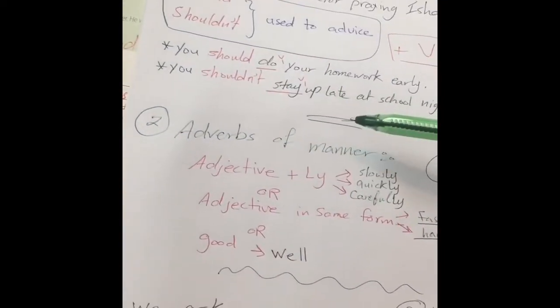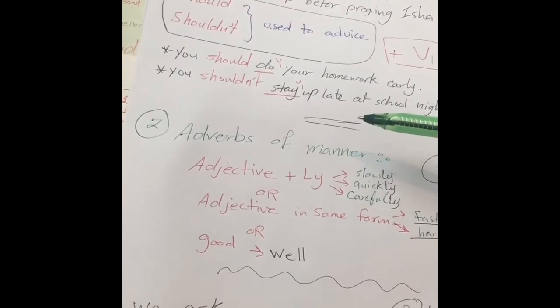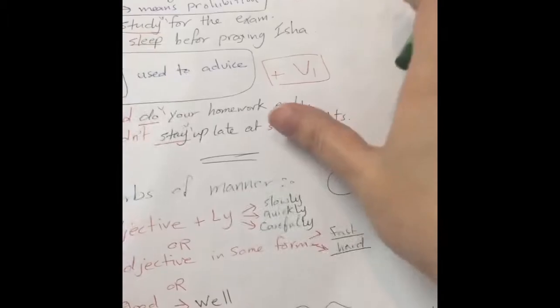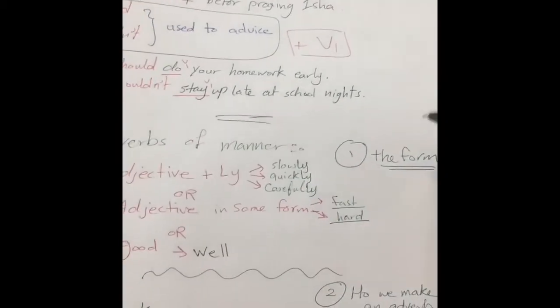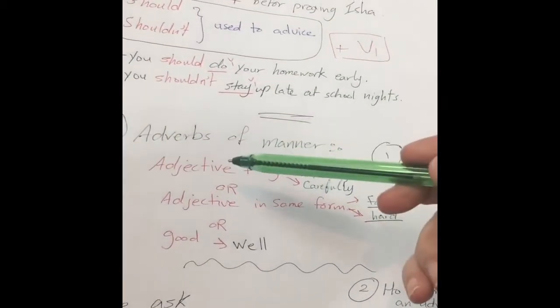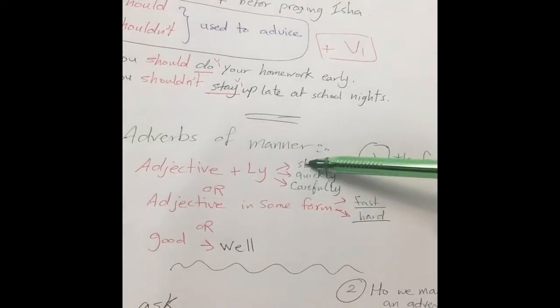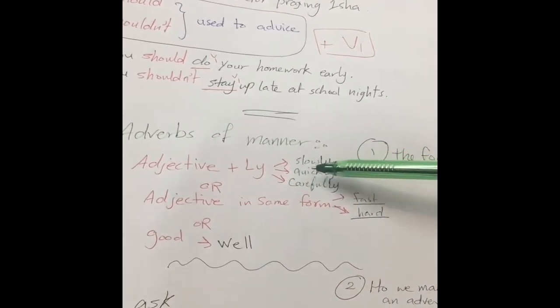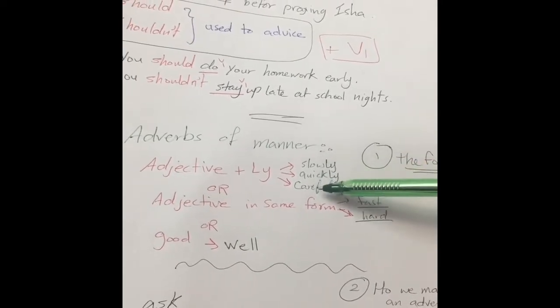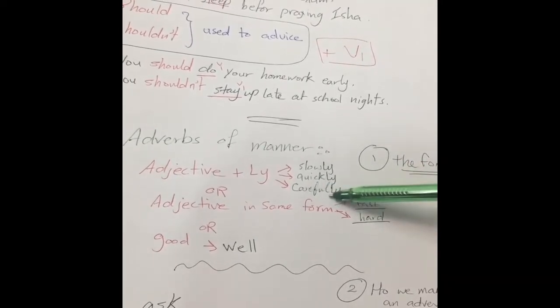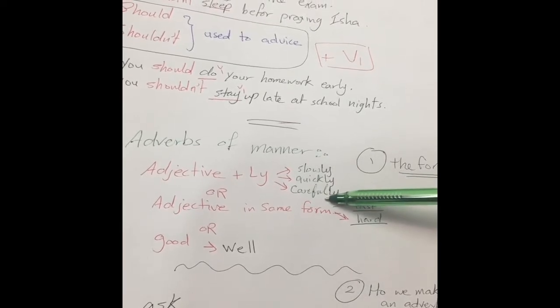Number 2, the adverbs of manner. This one is used to show how something is done. I will show you number 1, the form. How is the form of the adverb? The form is the adjective plus ly. For example, slow becomes slowly, quick, quickly, careful, carefully. We have double L because it ends with an L.